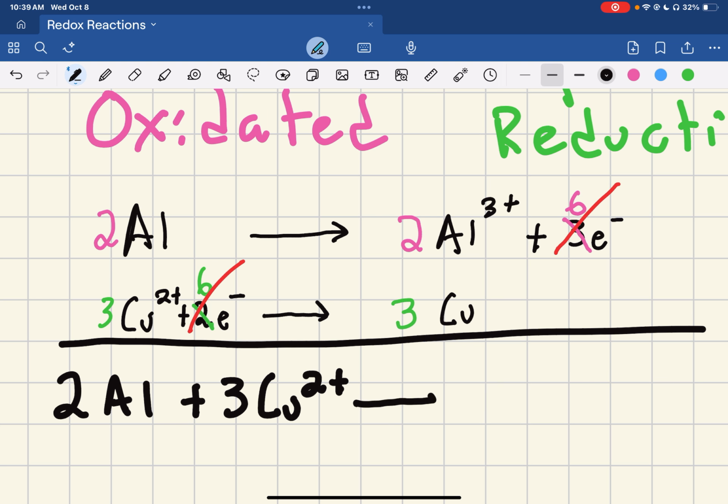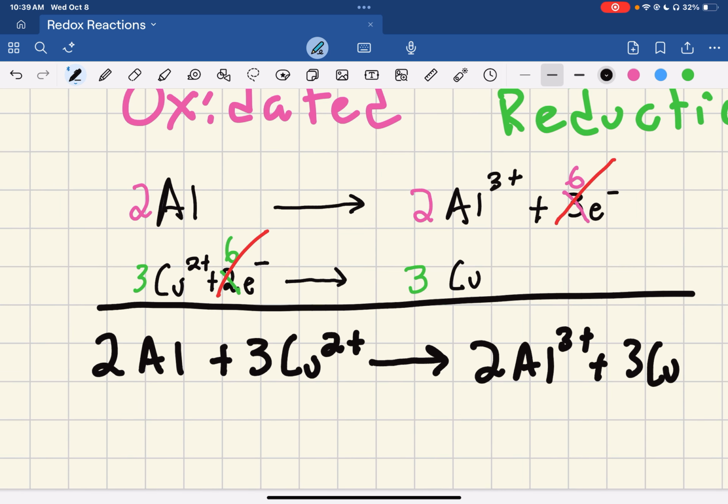Then I got the reaction. Add those up. Then I got 2 aluminum ions plus 3 solid coppers, Cu. And there is our balanced redox reaction.